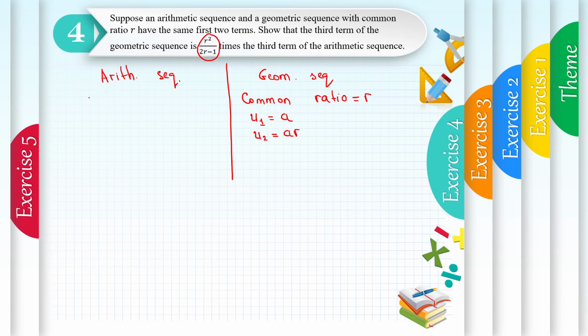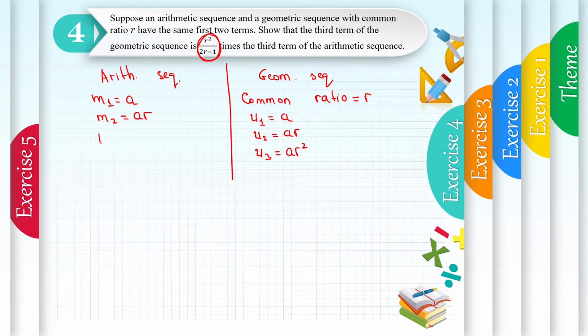This implies that, let's denote it by m sub 1, the first term of our arithmetic sequence will also be a, and m sub 2, the second term of the arithmetic sequence, will be ar. We have to prove that the third term of the geometric sequence divided by the third term of our arithmetic sequence will give us this answer. So let's deduce the third term of the geometric sequence. Because the common ratio is r, the third term will be ar squared.